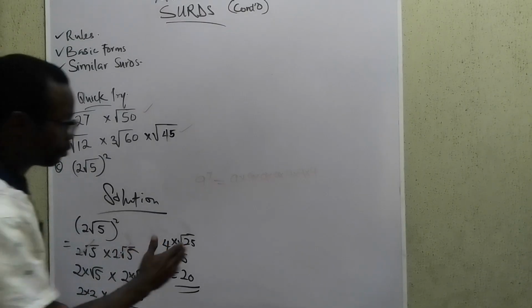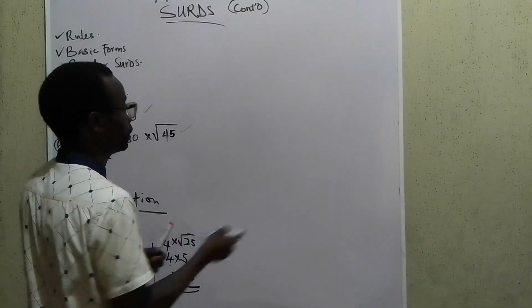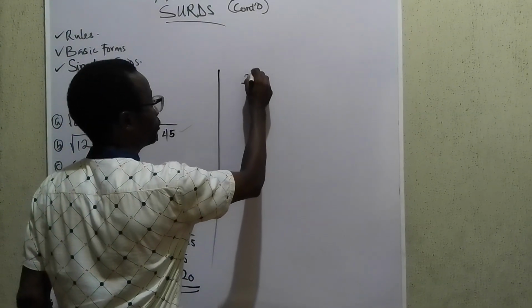Now let's take a similar one. Now let's try another one. Let's say we have another that is 3 roots.